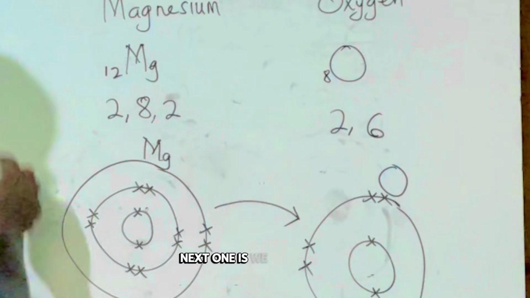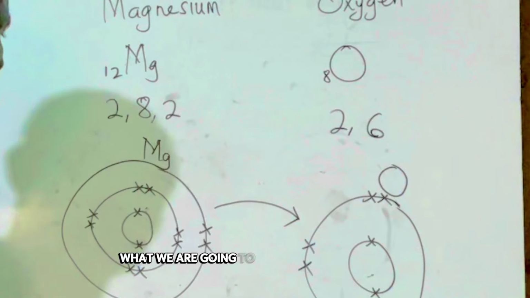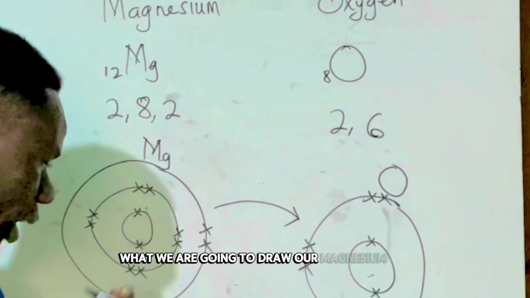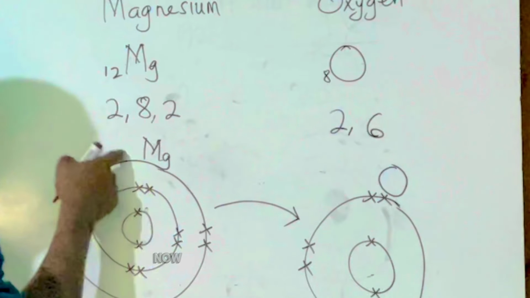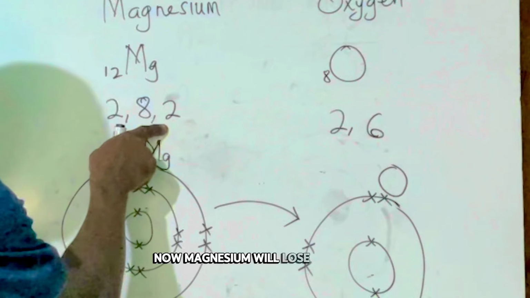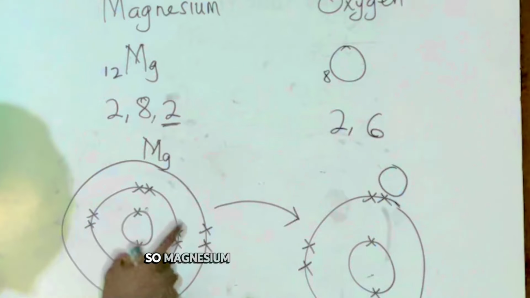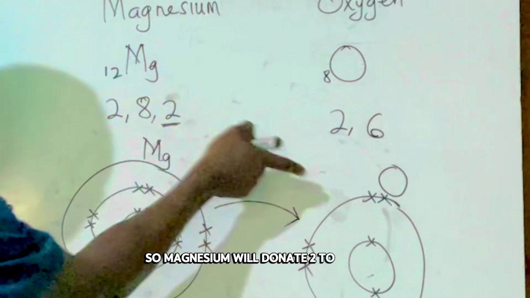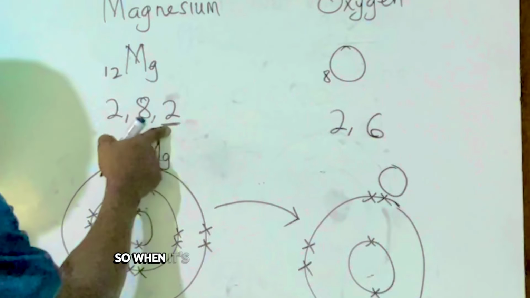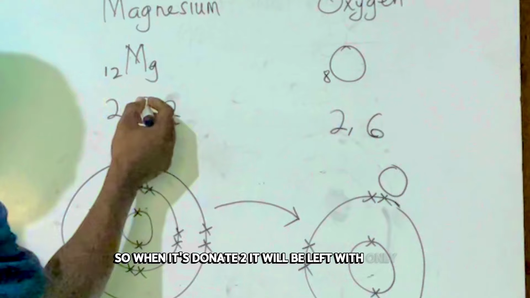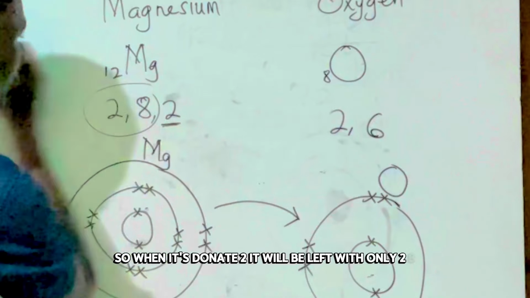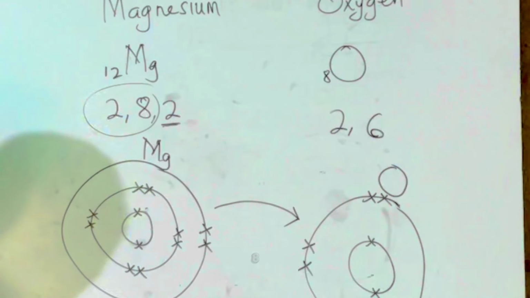Next one is we are going to what? We are going to draw our magnesium ion. Now, magnesium will lose how many? It will lose the last valence electrons, which is 2. So magnesium will donate 2 to oxygen. So when it donates 2, it will be left with only 2, 8. So we will draw for only 2, 8.